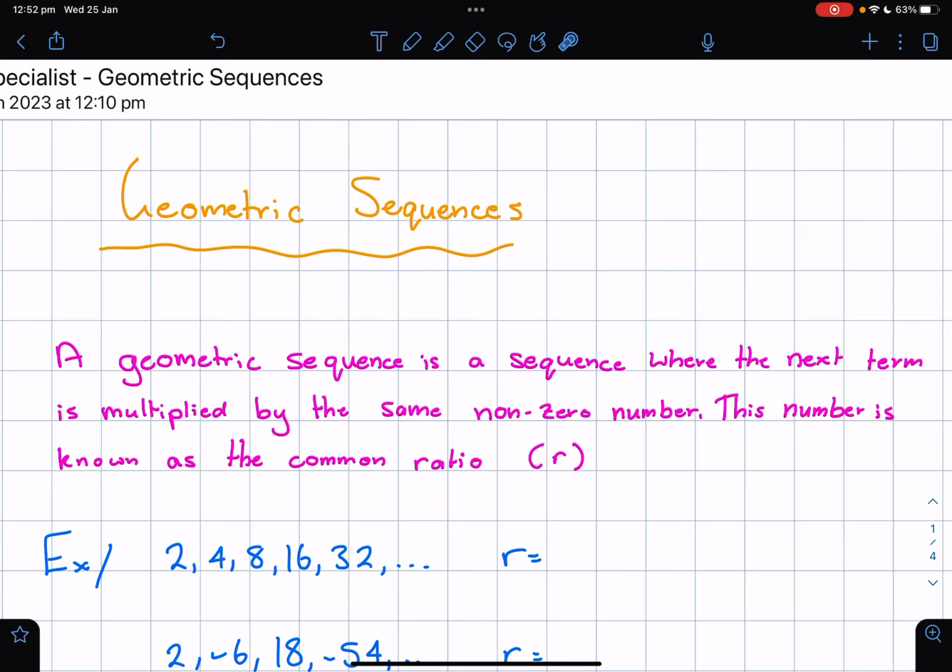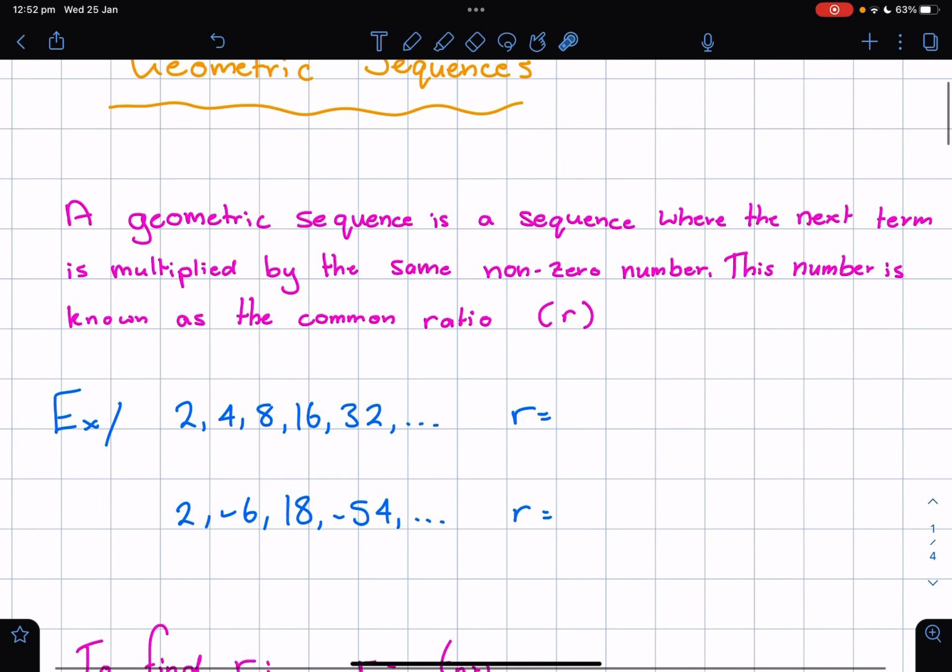A geometric sequence is a sequence where the next term is multiplied by the same non-zero number, and this number is known as the common ratio, or r. Now, in arithmetic sequences, we had the common difference. Now we've got the common ratio.